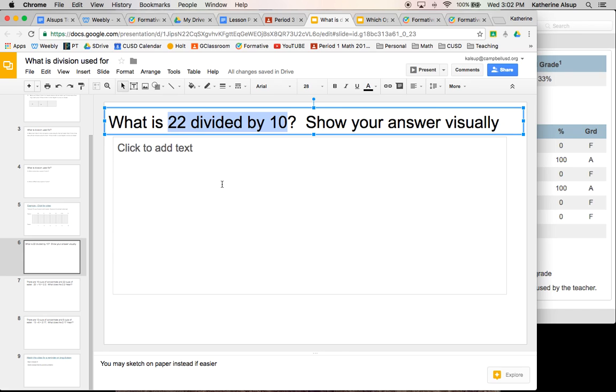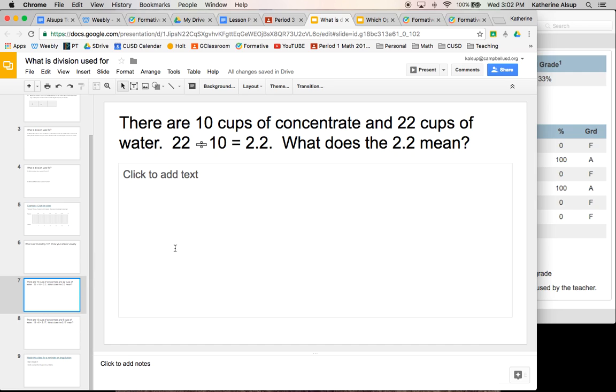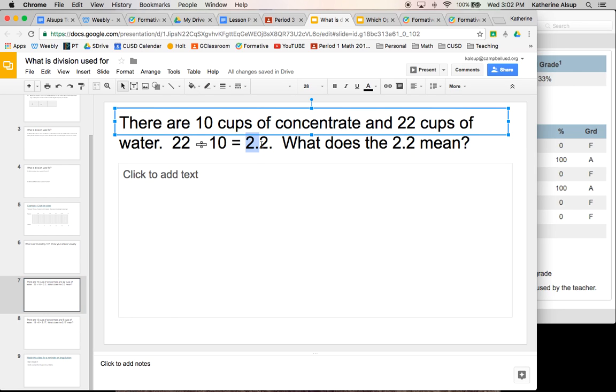So they were to use a model here, and they could draw it or use the computer. And then they were to think about, what is this answer? What does this quotient of 2.2 actually mean? And this was a problem where they were looking at making a juice, and the juice had 10 cups of concentrate and 22 cups of water. So they had to explain, what does that 2.2 actually mean?